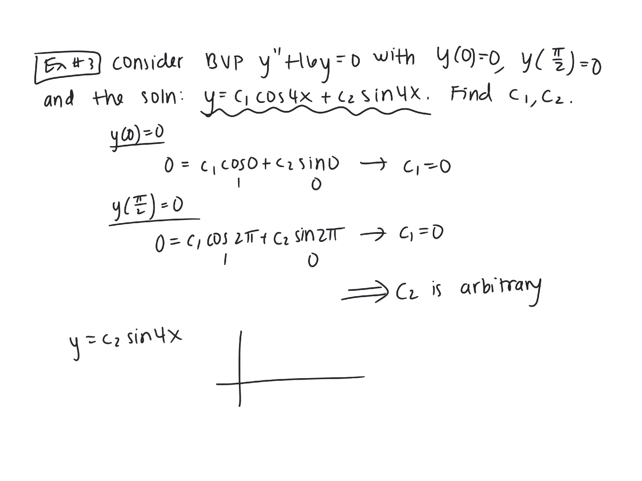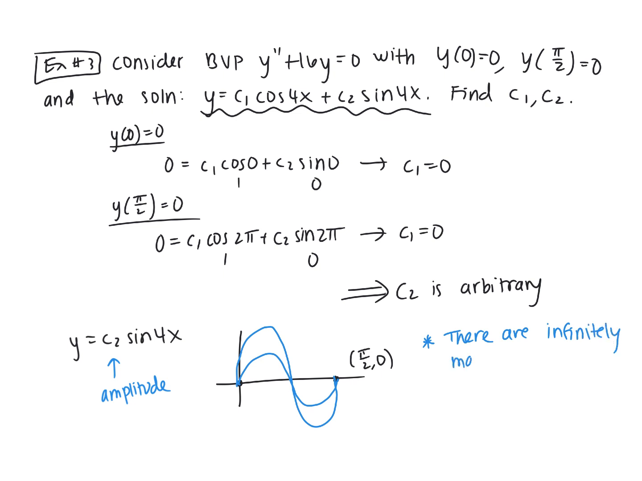So if we look at what's happening, we have our point 0, 0. We have our point pi over 2, comma 0. And if we were to graph sine of 4x, it goes like this. So that's a solution. This is a solution. That C2 is only affecting the amplitude. So solving this problem shows us that there are infinitely many solutions to this boundary value problem.